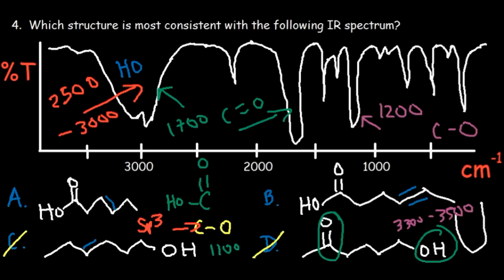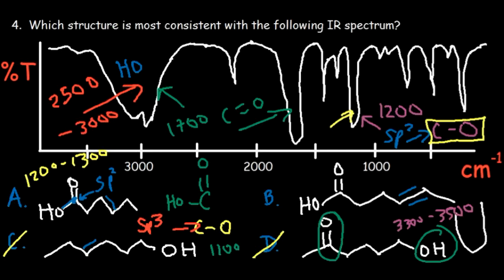And then there's a CO stretch where the carbon is sp2 hybridized, and that's this carbon. The carbon from a carboxylic acid, that's sp2 hybridized. So that CO bond is a little bit more than 1100. It's like 1200 to 1300. So this signal, which is roughly around 1200, that correlates to a CO stretch where it's an sp2 hybridized carbon rather than an sp3 hybridized carbon. So that's another reason why it's not the alcohol.